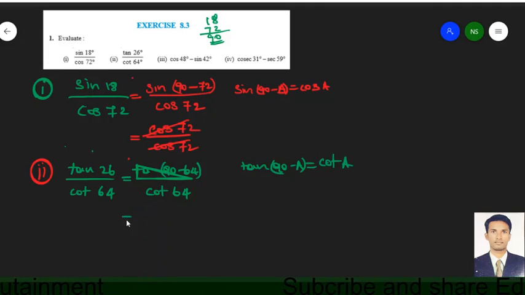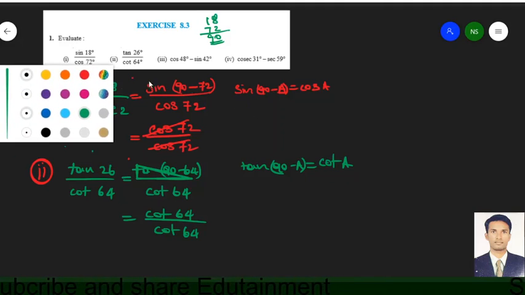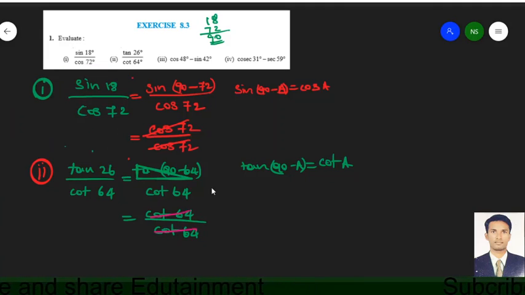So we will get here cot 64 divided by cot 64. Yes, we can cancel this thing. Here I forgot to write one. So what will we get finally? 1. Next question.